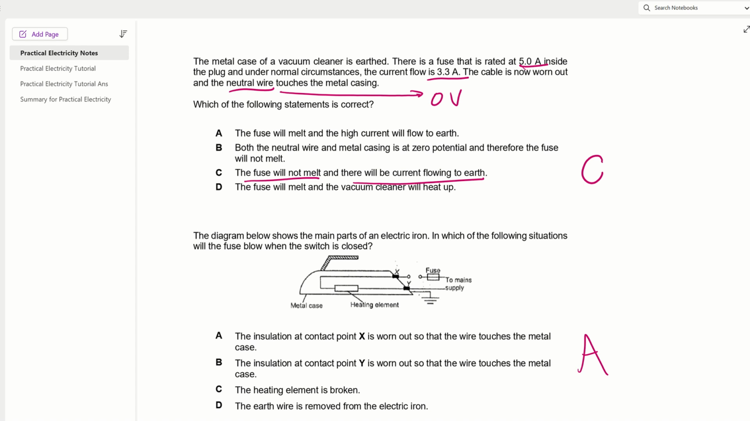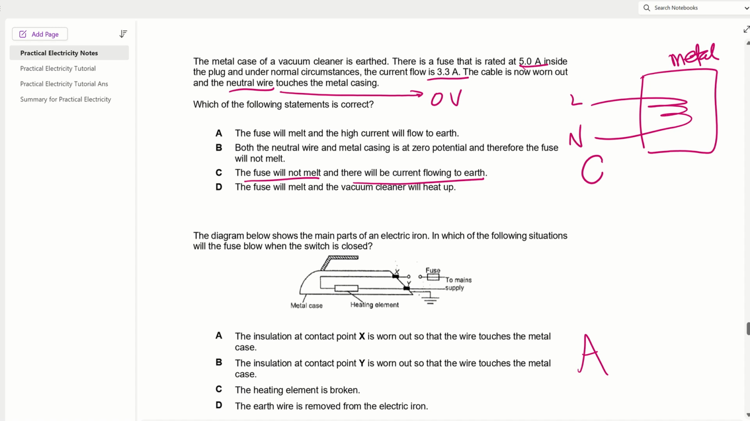The fuse will not melt, and there will be current flowing to earth. Let's say this is the appliance, I'll draw a simple one, and this is the metal case. This is my live, this is my neutral, and the fuse is over here. Because of the frayed wire in the neutral wire, it touches the metal case. So what will happen to the current? And remember, there is an earth wire. So this is our earth wire.